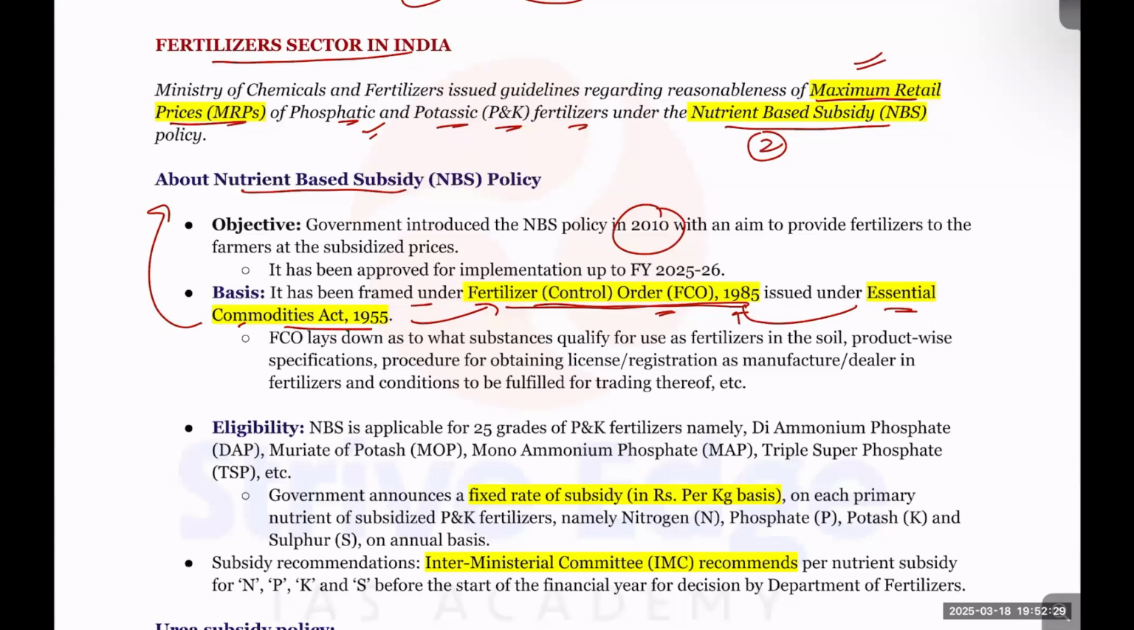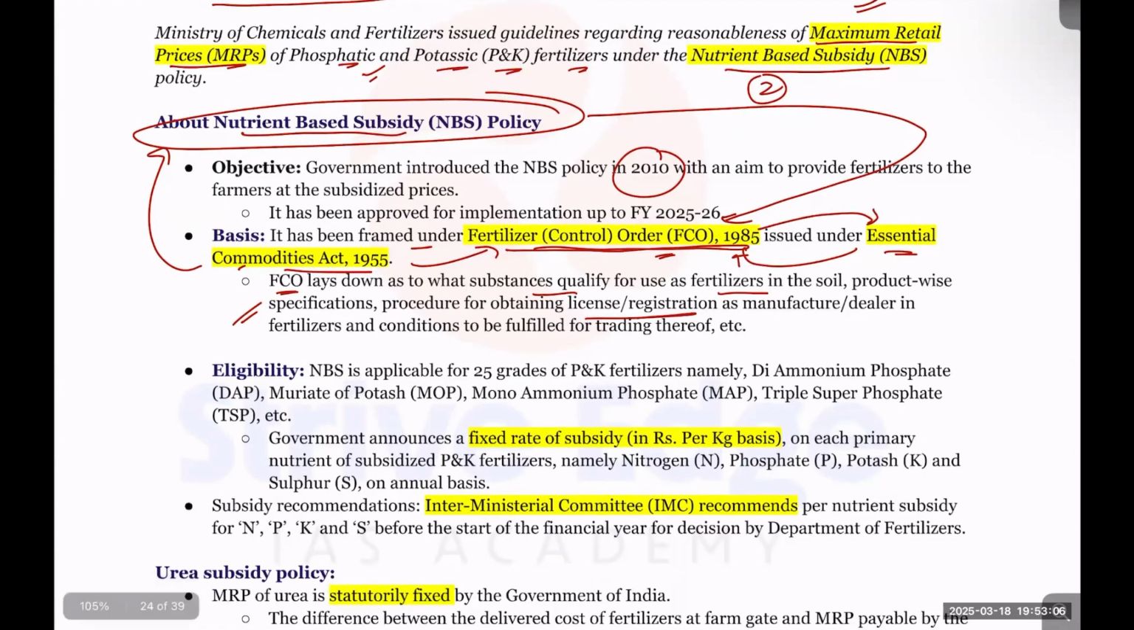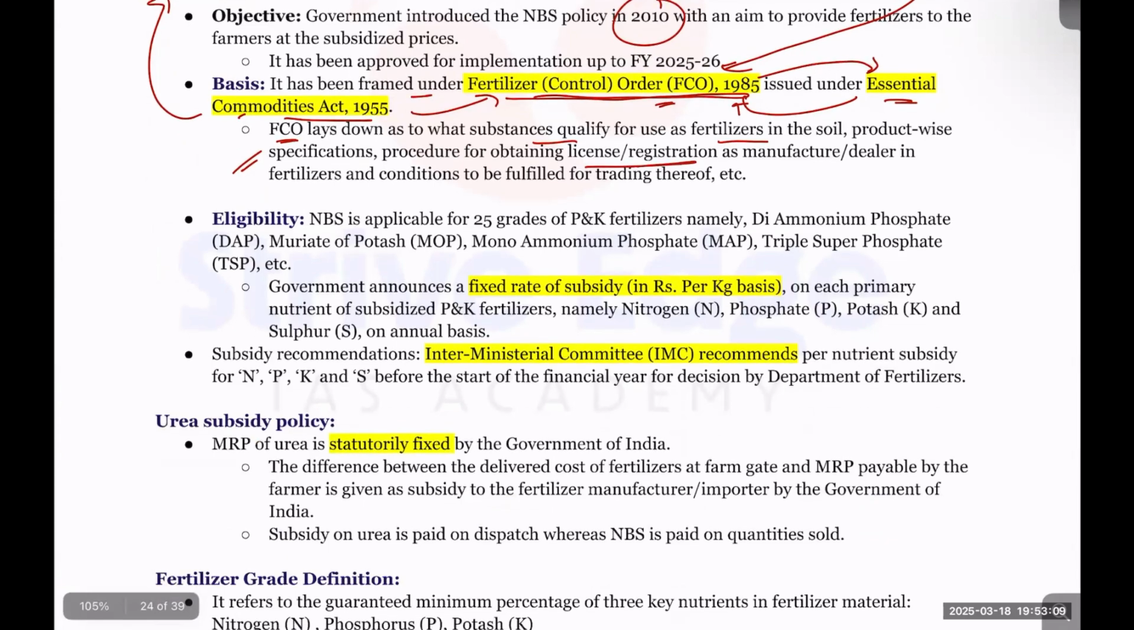Okay, so what is this Fertilizer Control Order? The FCO lays down what substances qualify for use as fertilizers in the soil, product-wise specifications, and procedures for license as well as registration. Okay, so these are some of the things that will be regulated under this Fertilizer Control Order, FCO 1985. Okay, so you should remember that the nutrient-based subsidy policy has been launched under this Fertilizer Control Order, which itself is deriving its power from the Essential Commodities Act. What is the eligibility for gaining this nutrient-based subsidy?